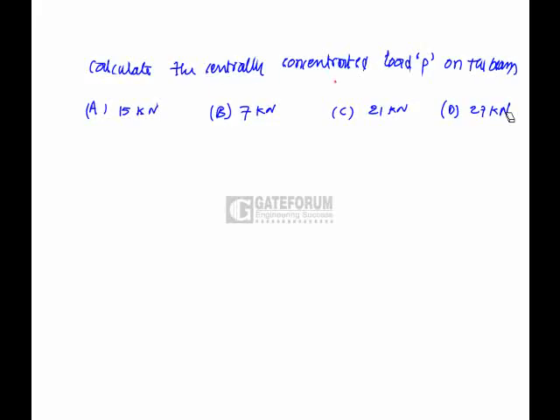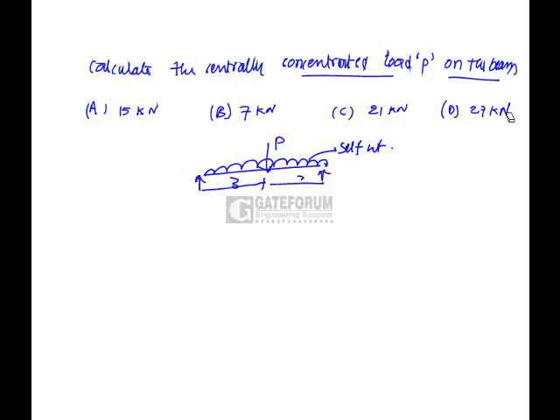And we have to find out the centrally concentrated load P on the beam. If you see the figure, a beam with UDL, that is self weight, and centrally concentrated load P at a distance of 3 and 3 because the span is given as 6 meters. So we have to find out P. How to calculate the self weight? It is 0.25 into 0.5, the depth, into 25, the assumed unit weight of concrete, that is 3.125 kilonewton per meter.